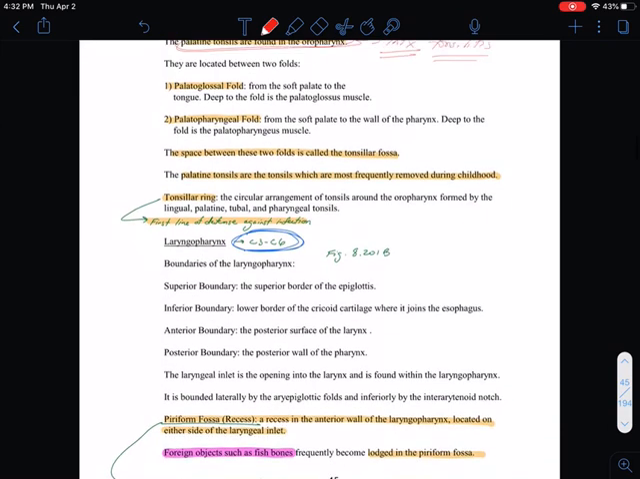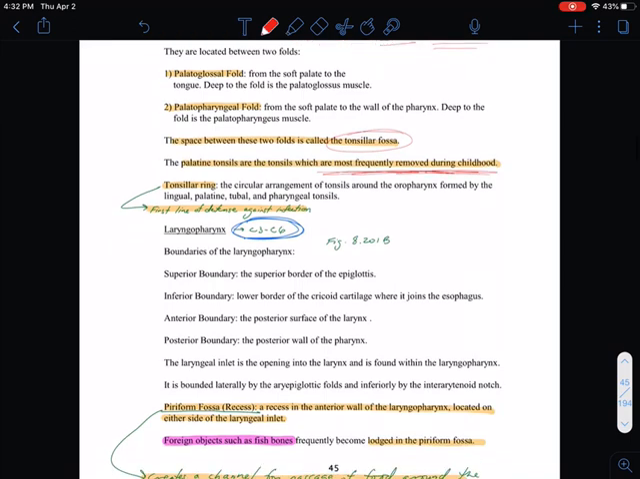The space between these folds, your palatoglossal and your palatopharyngeal fold, is called your tonsillar fossa. Palatine tonsils are most frequently removed during childhood, and that is because of tonsillitis. You have your tonsillar ring.